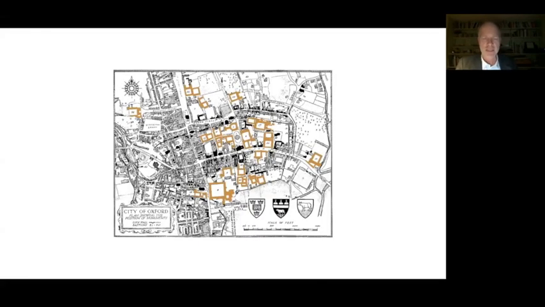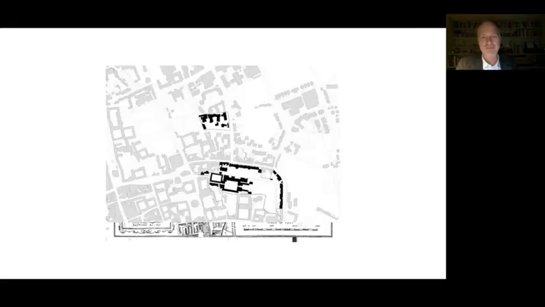And this is a map of Oxford showing all of the quads, and one can kind of imagine how each college has grown by adding further quads. And the brief was to create a new quad for New College that would be in keeping with the tradition of the type, but be entirely unique to the college and the site.